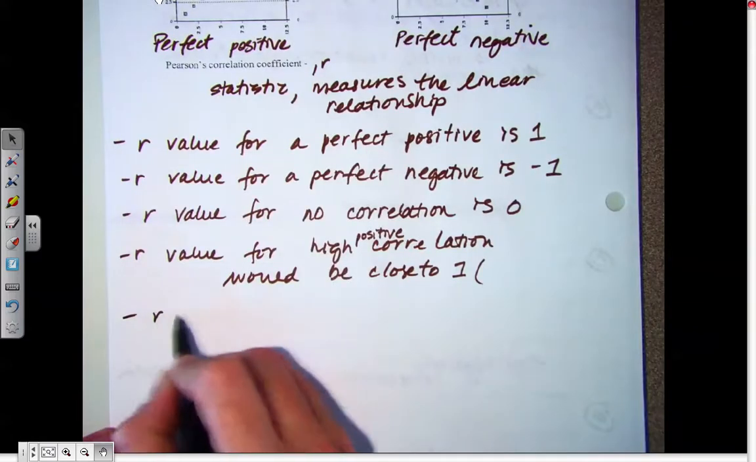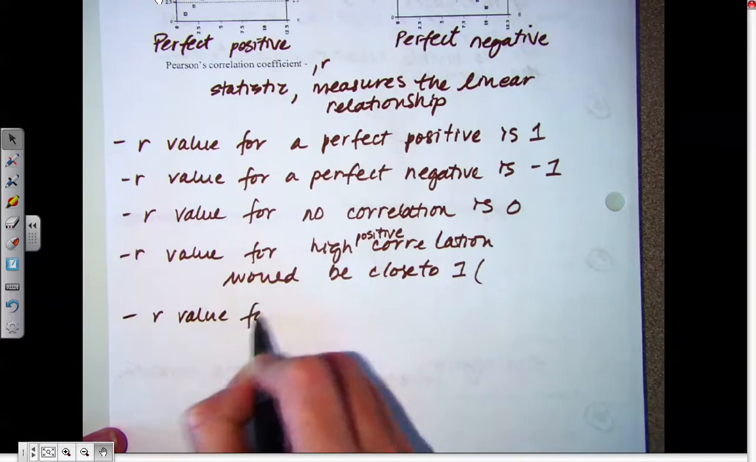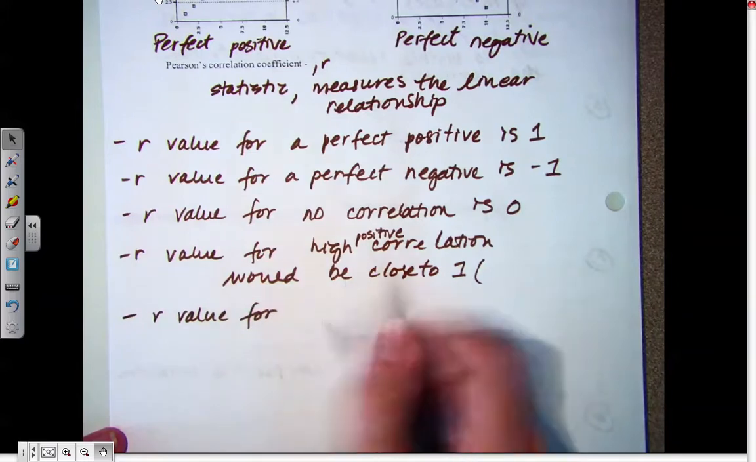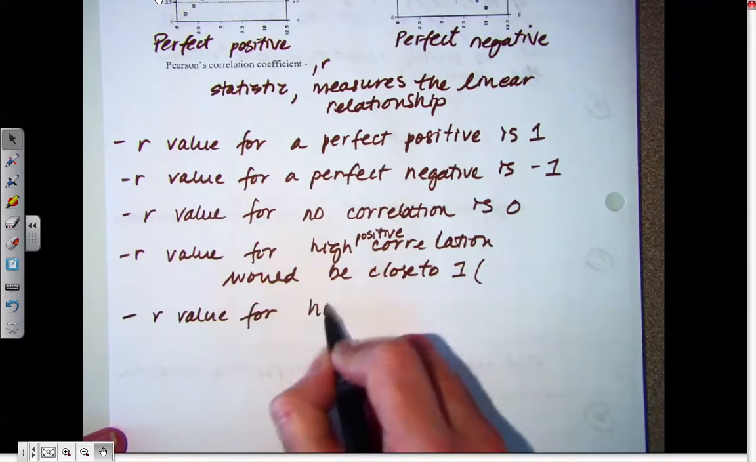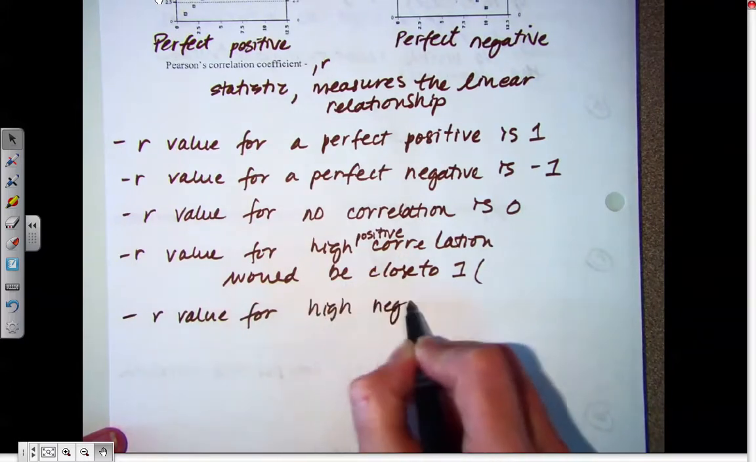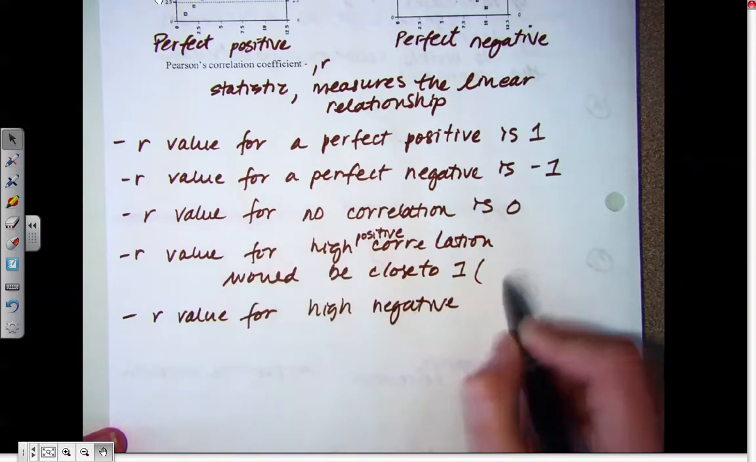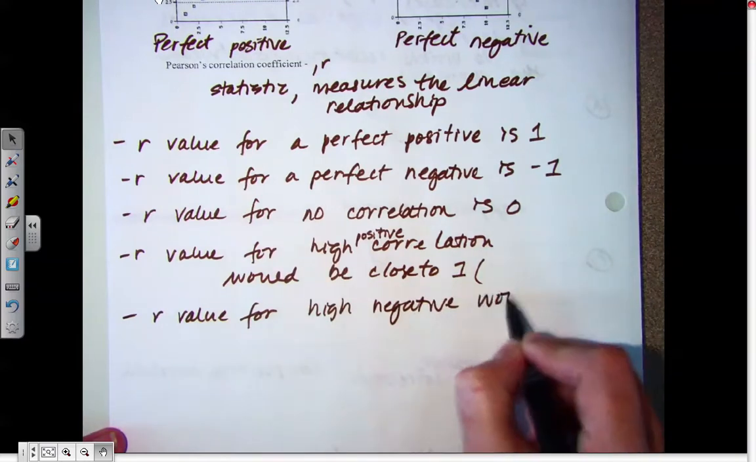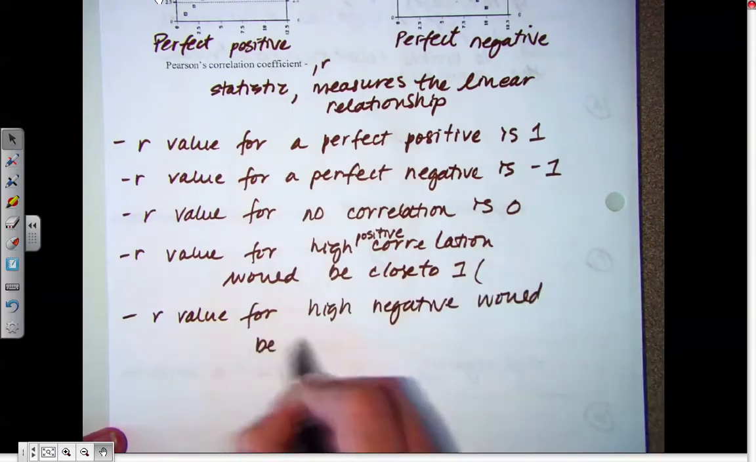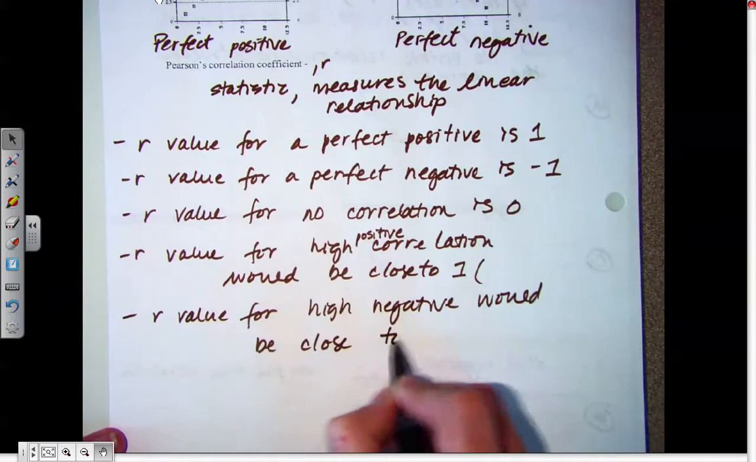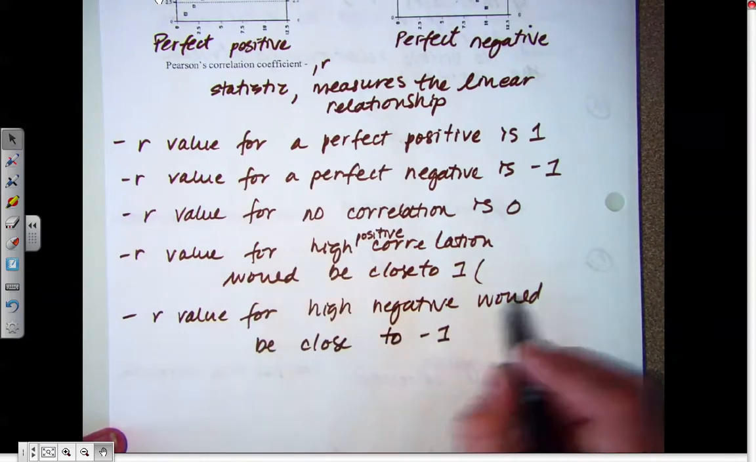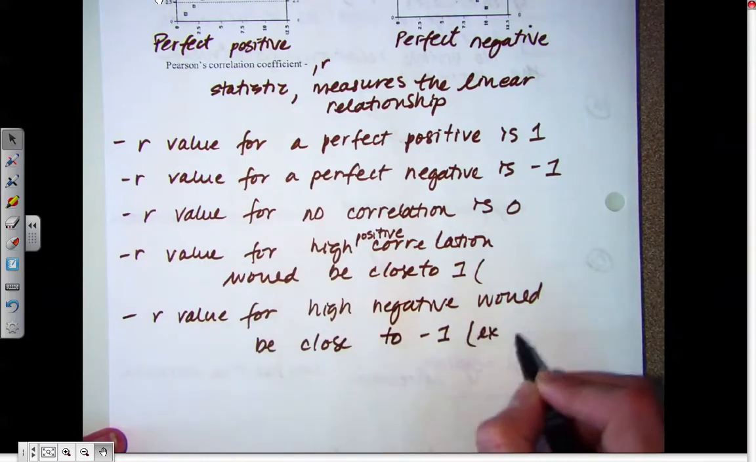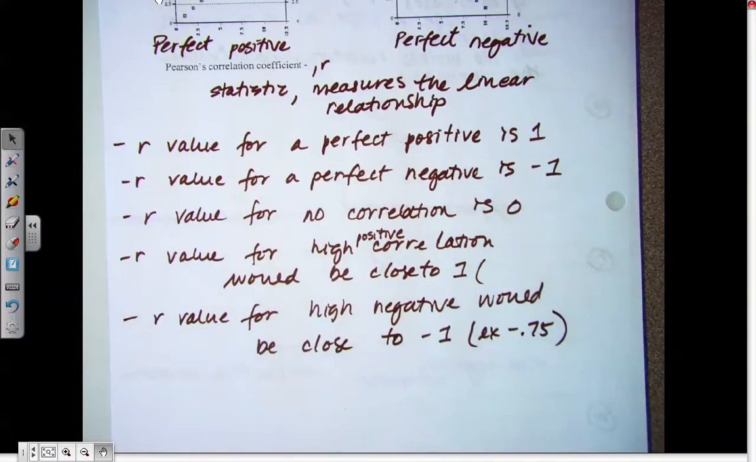So the R value for a high negative correlation would be close to what? Negative 1. For example, you might see something like negative 0.75. That would be an example.